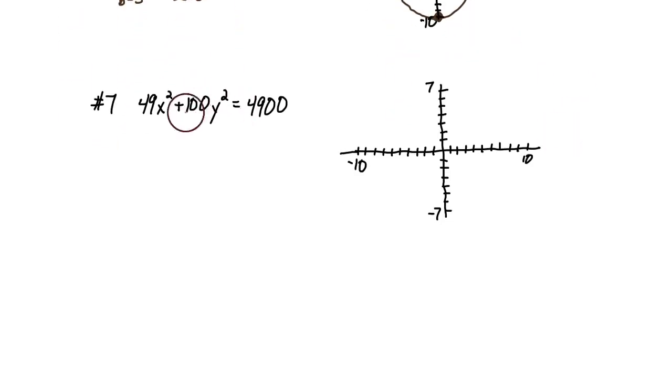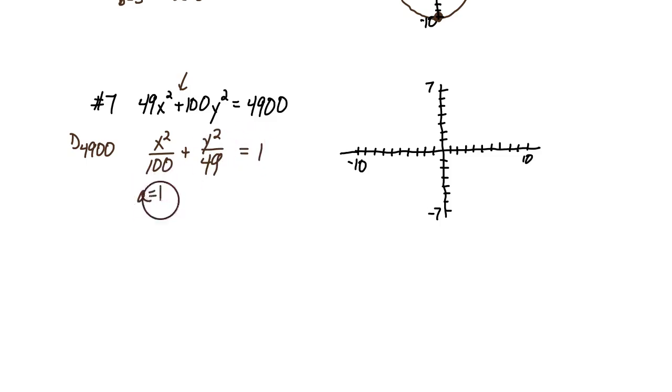Number 7, it's got x squared, it's got y squared. So we're already thinking either circle or ellipse. But it doesn't say equals 1. So let's divide by 4,900. This makes x squared over 100 plus y squared over 49. That's equal to 1. So a is 10 and b is 7. So now you can mark on your x-axis where the x-intercepts are, and on the y-axis mark the y-intercepts, and then draw in the ellipse.